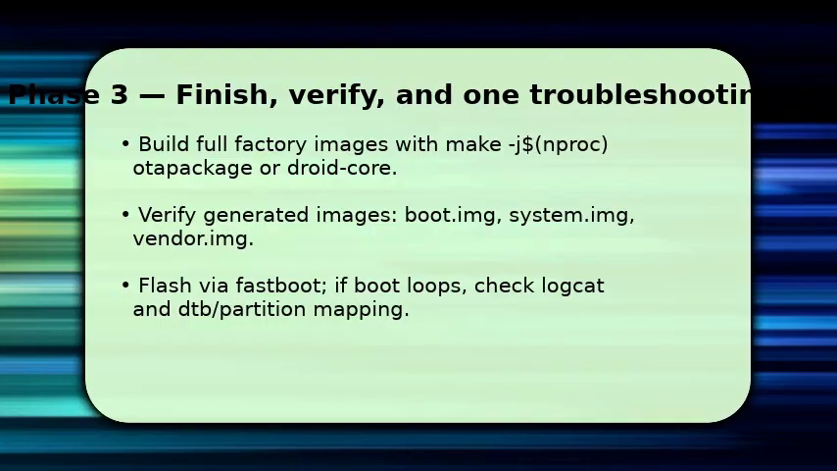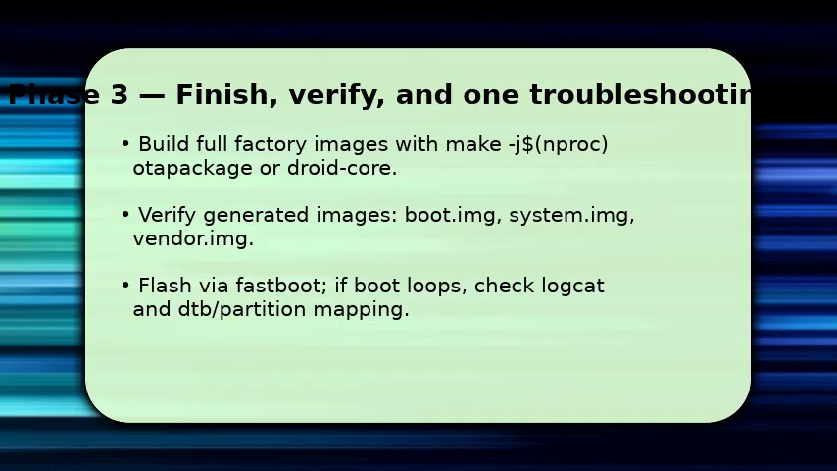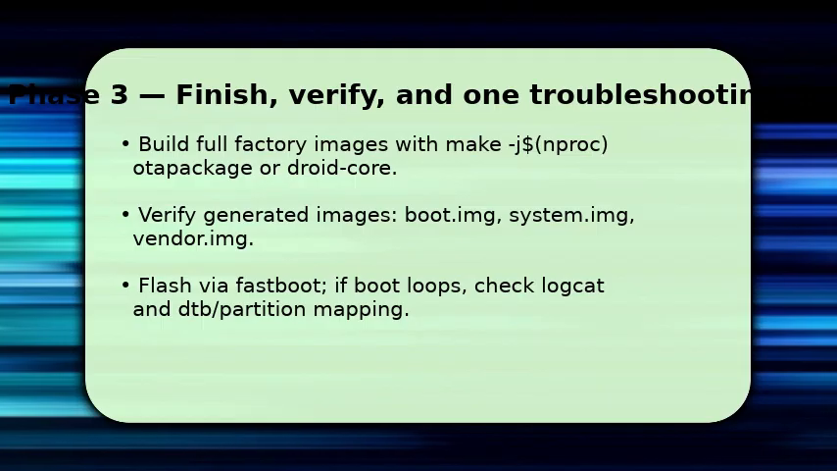You finish by building the full images and packaging them for your device. Run the target build and generate factory images or OTA packages. Once images are created, validate the outputs: boot.img, system.img, vendor.img, and confirm checksums. Then flash them with fastboot in the correct partition order and reboot into fastboot or recovery as required.